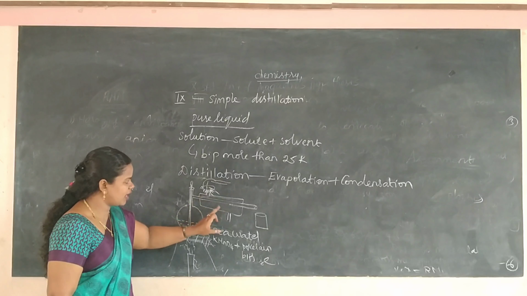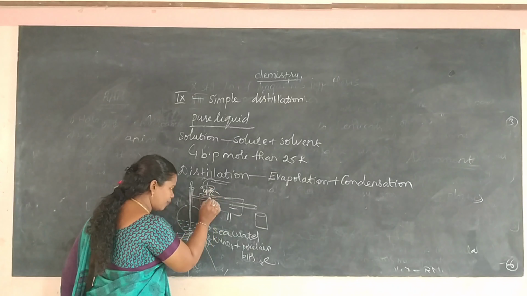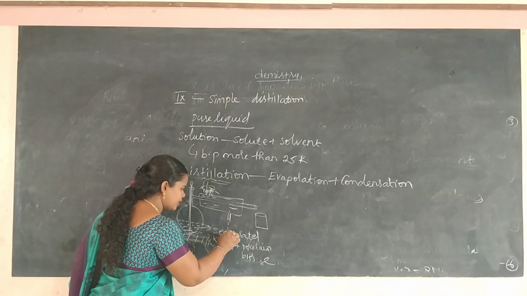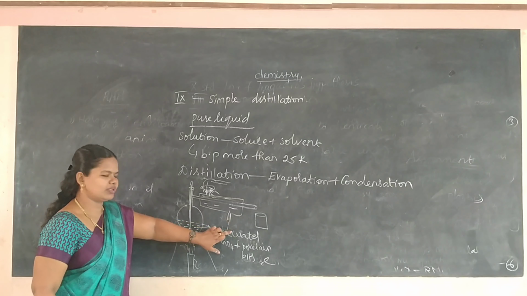Water will be circulating around this tube. Water will always be flowing around this tube. It will come in by this side and the water will go out by this side. So here the water will be flowing and coming out this side.